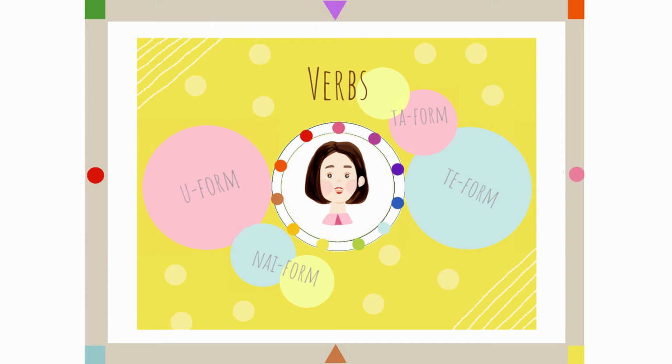Let's check Japanese verb conjugation. In Season 2, you have been learning several verb forms. For example, plain form, present or future tense, dictionary form and nai form, past tense, ta form, and past nai form, also te form.